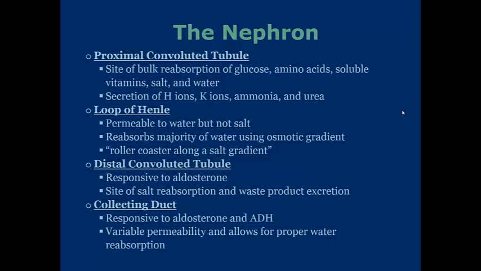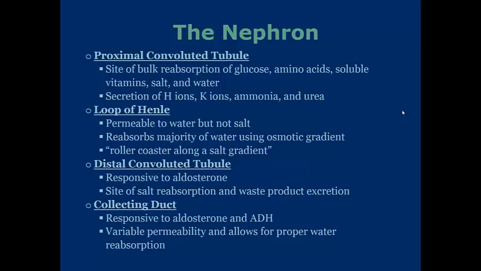The next part of the nephron is the loop of Henle. This is permeable to water but not salt, and as it goes down, it gets more and more salty. It reabsorbs the majority of water using this osmotic gradient. You can think of this as a roller coaster along a salt gradient. In the next slide, we're going to look at a picture that goes over these components, so don't worry if you can't conceptualize this in your head.